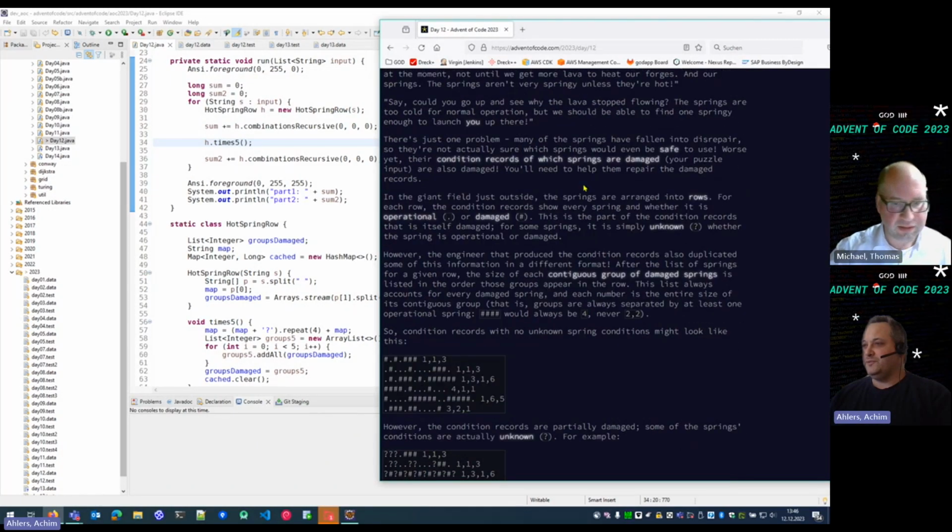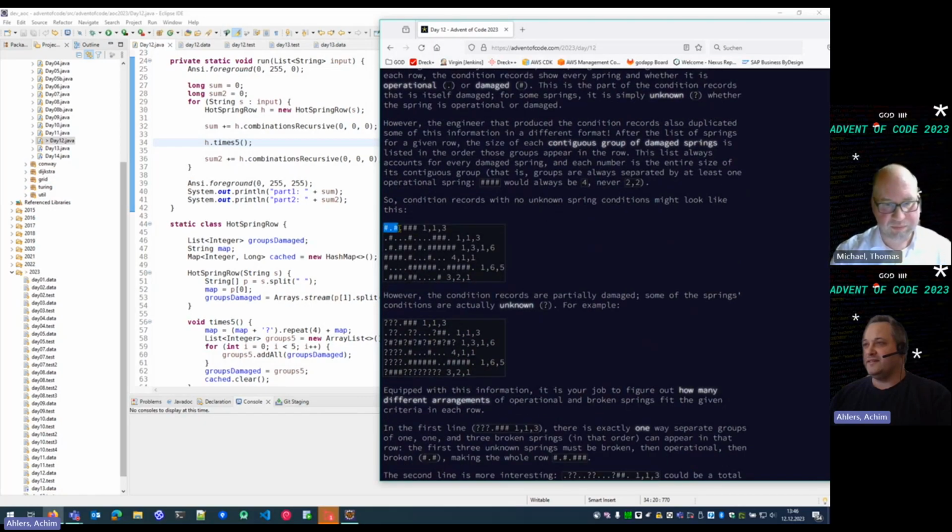So for today, we are given a puzzle input like this. We are at the hot springs, and the real puzzle input is something like this. The hashes represent defective hot springs. The dots represent operational hot springs, and the question marks represent hot springs that are unknown.